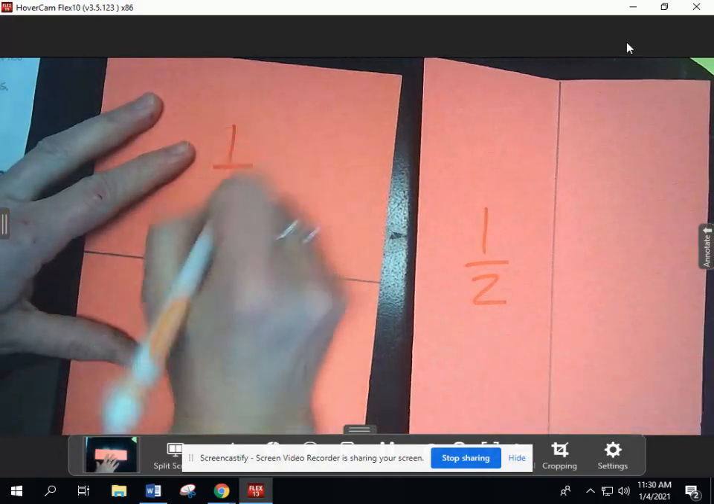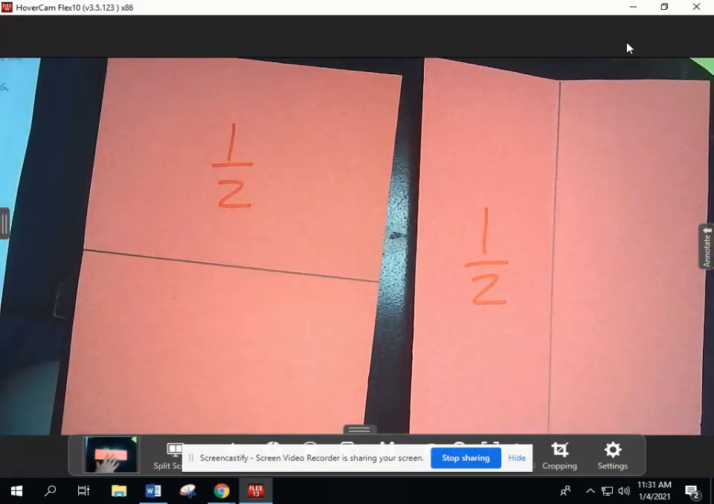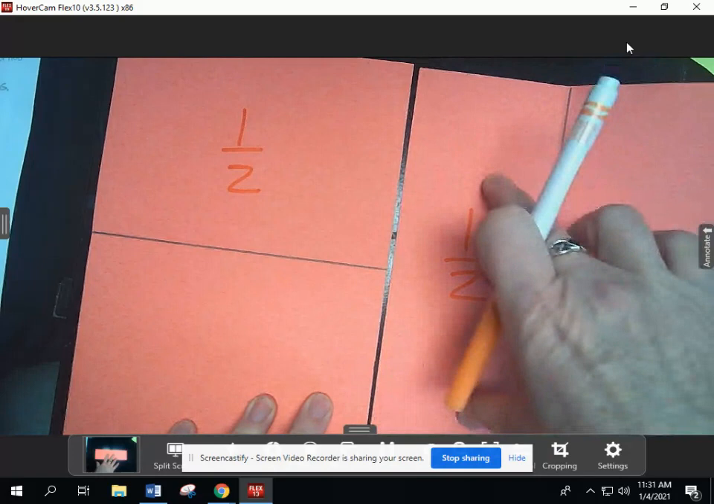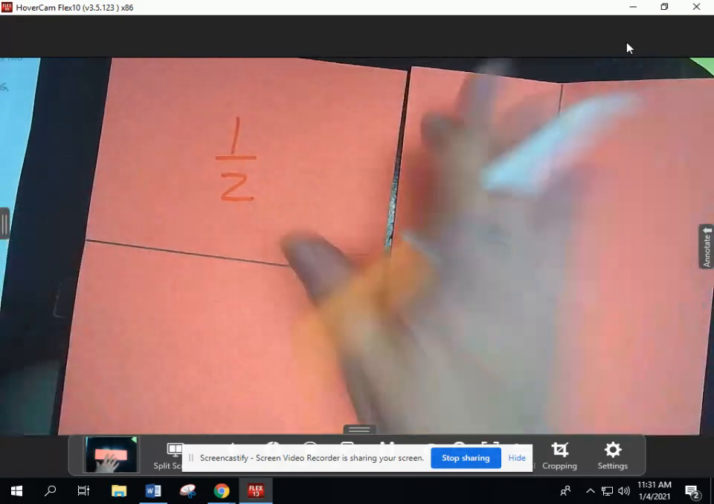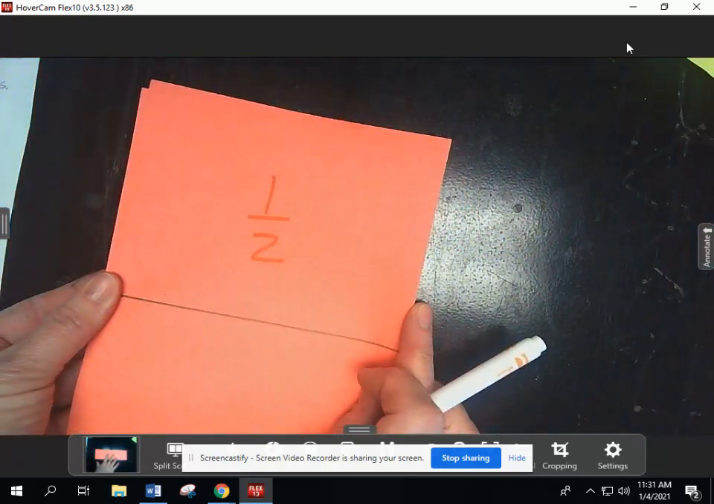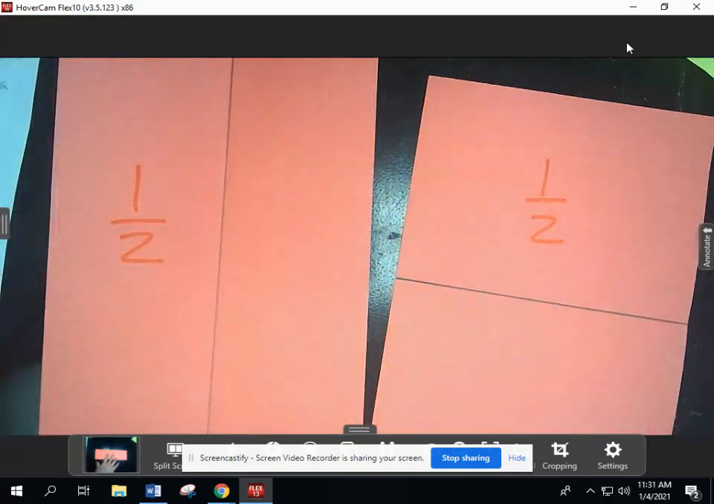So as we're looking at this, we're looking at things that can be congruent or they can be equivalent. These are congruent because this half doesn't look exactly the same as this half, yet my papers are the same size. That's how we know they're equivalent.